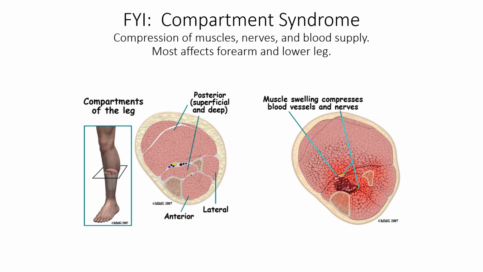Now, this last bit of information is just for your information. It is not in the course pack and it's not on the test. I thought you would be interested in hearing about compartment syndrome. When a broken bone occurs, the surrounding tissues may also be inflamed. We know that inflammation results in red, hot, swollen, or painful tissues. It is the swelling that's the issue here.